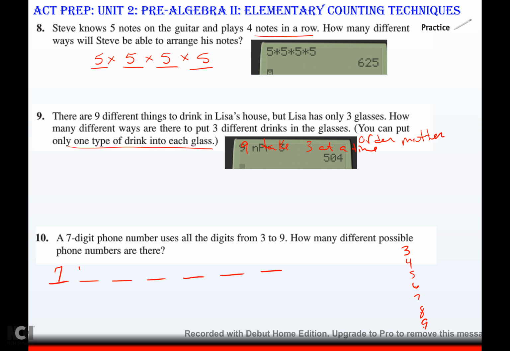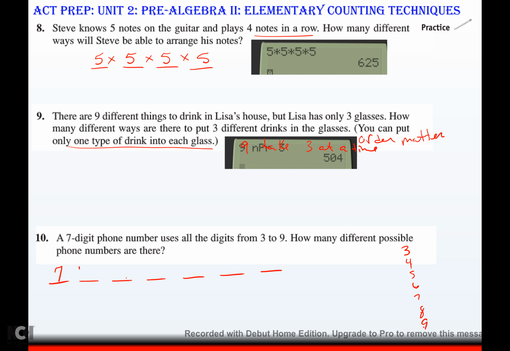We have to make an assumption here that they didn't say one way or another. They don't specify whether you can use a digit more than once. If they specified that you could use a digit more than once, then it would just be 7 times 7 times 7 all the way, because if you can use it again, then it's back in, and you still have 7 choices for your second digit, 7 choices for your third digit, and so on.